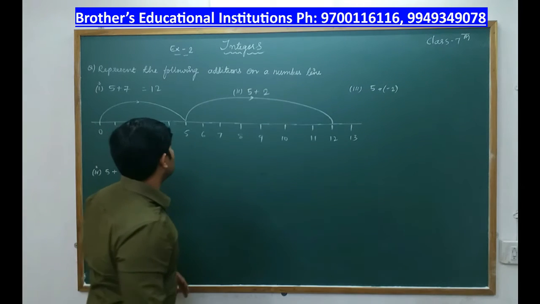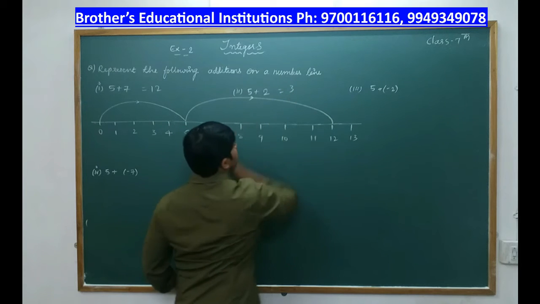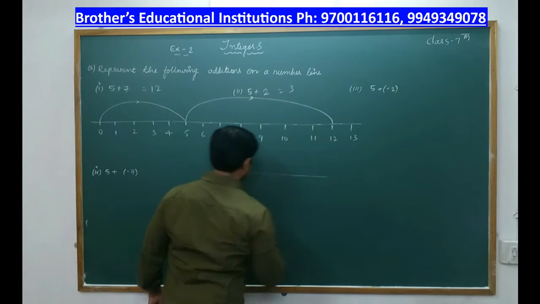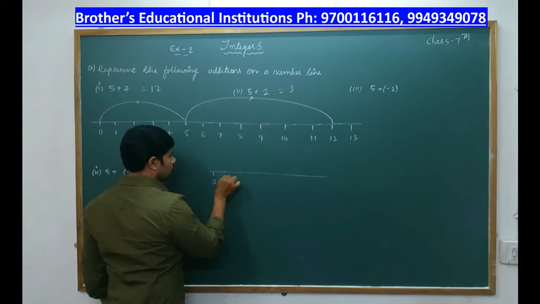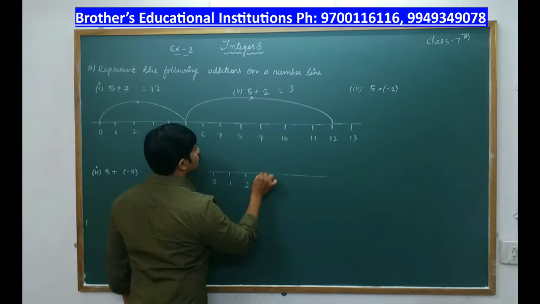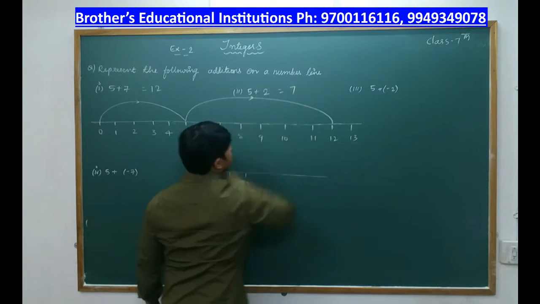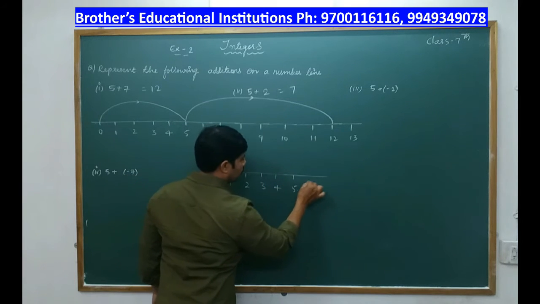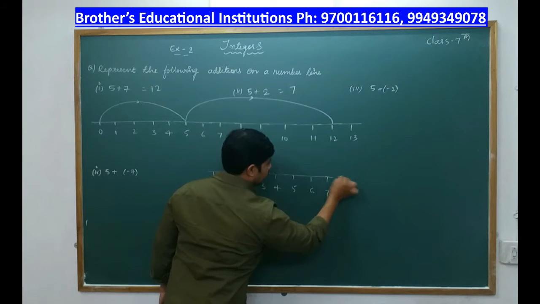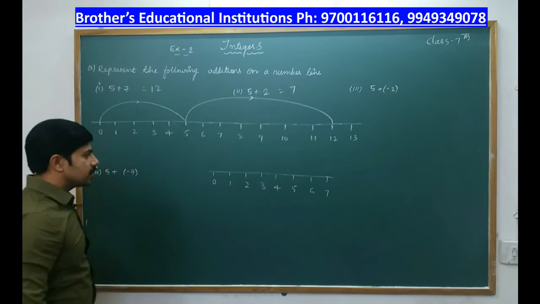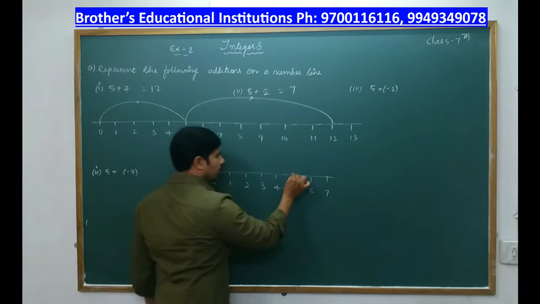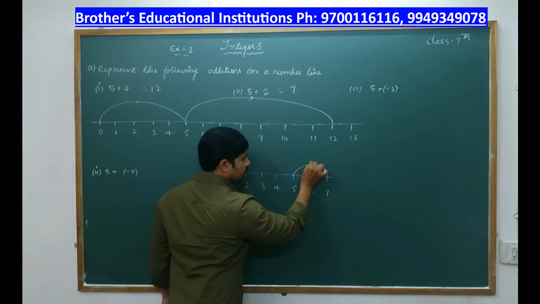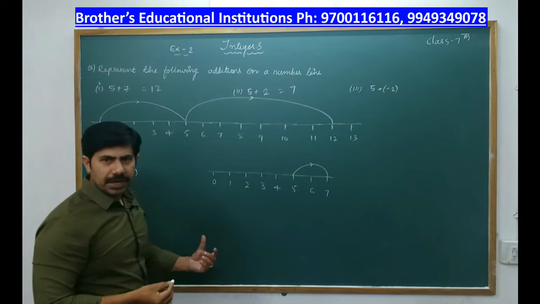Second one is 5 plus 2. So what is 5 plus 2? It is 3. So we draw one more number line for that. So 0, 1, 2, sorry, 5 plus 2 is not 3, I am very sorry, it is 7. 1, 2, 3, 4, 5, 6, 7. So here 5 plus 2, we just need 5, then jump 2 steps, it goes to 7. So this is a way of representing on a number line.